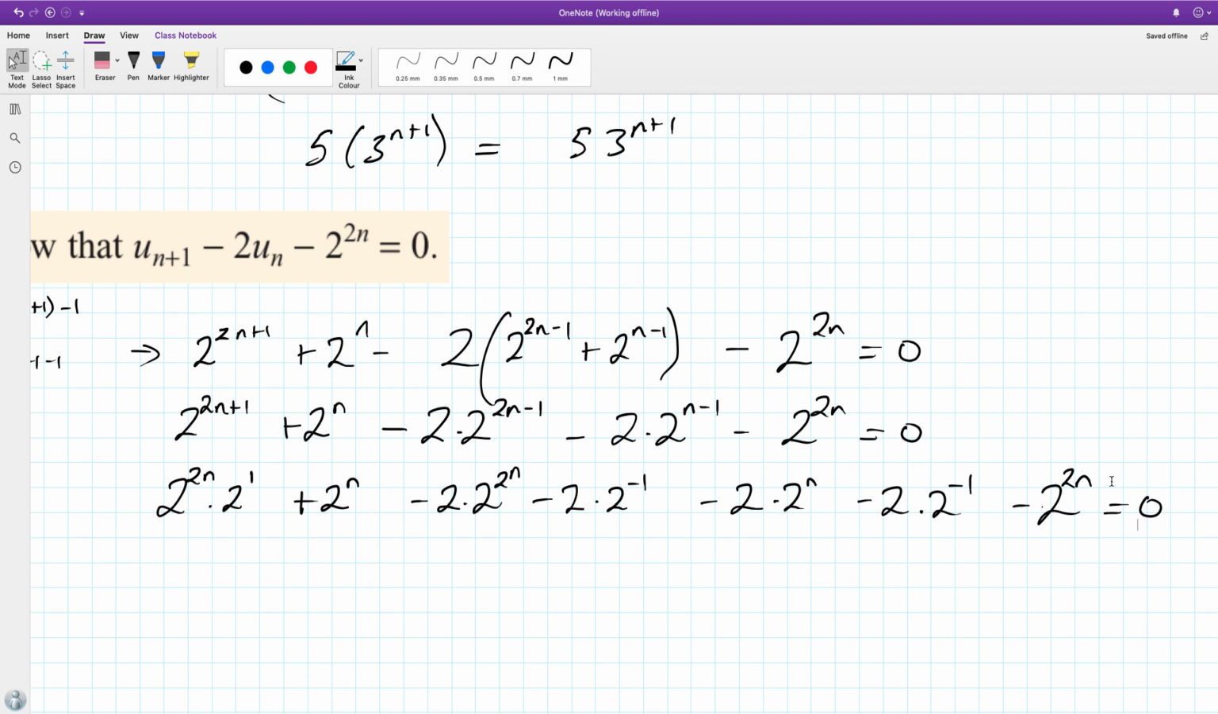Right. Does anything knock for us now? Anyone see anything that's going to start knocking? Or anything we can put together? I see one anyway. Adam. See, you have minus 2 by 2 to the power 2n plus 2 by 2 to the power 2n. That's gone.